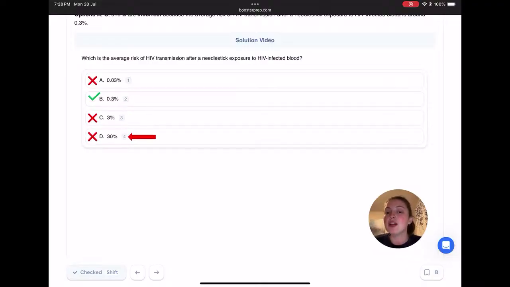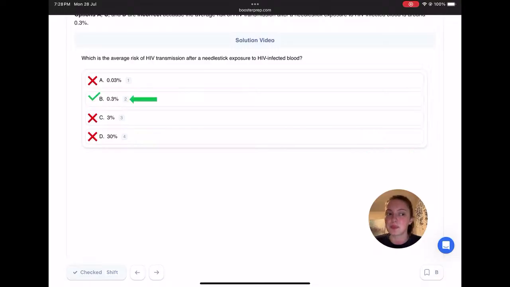But I do want to point out that other bloodborne pathogens do have different transmission rates from HIV. For example, another bloodborne pathogen that you learn a lot about is hepatitis B, and that tends to have a transmission rate ranging from 6 to 30%. So this answer choice is more aligned to that pathogen, hepatitis B, than HIV, so be sure not to get them mixed up.